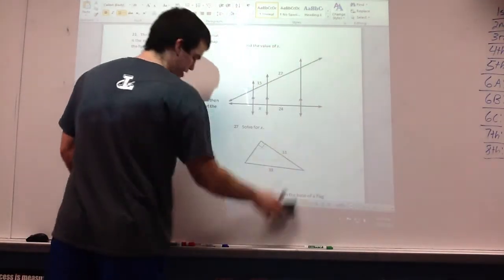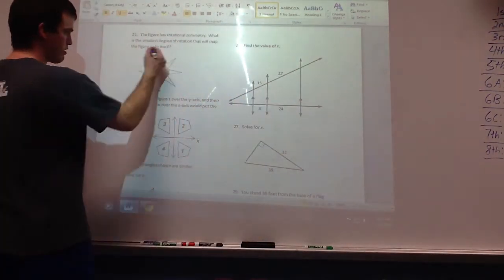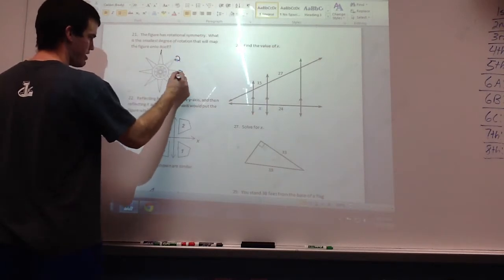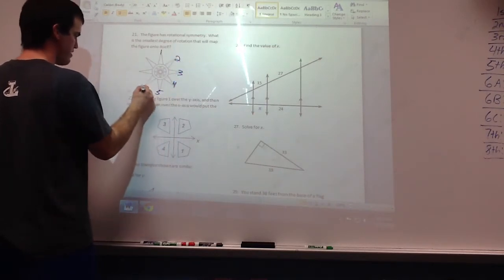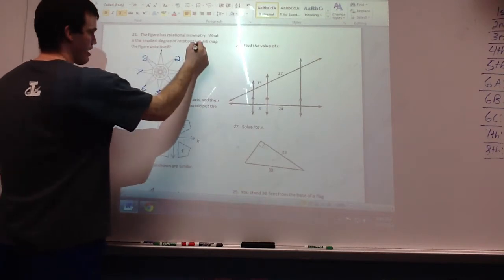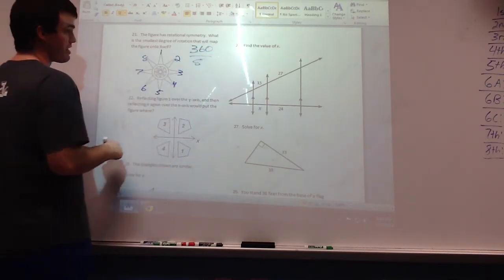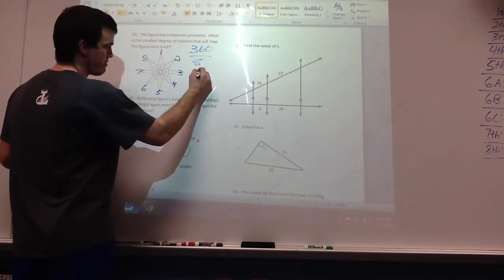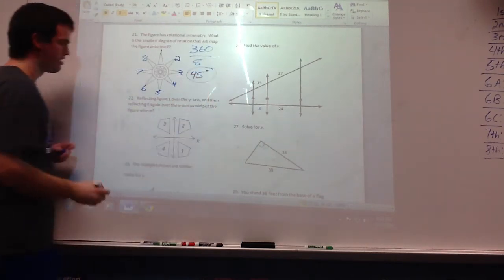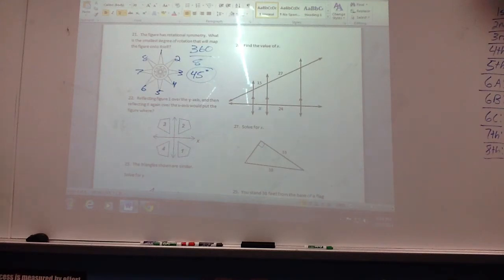The figure has rotational symmetry. I've got to figure out to what order. Well, there's one side, two sides, three sides, 4, 5, 6, 7, 8. So I have 360 divided by the order of symmetry, which is 8. 360 divided by 8 is going to give me 45. So the degree of rotation is 45 degrees.